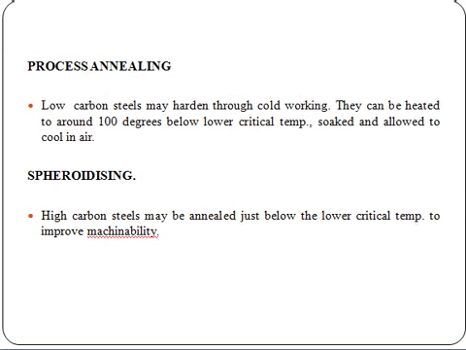Next one is process annealing. Low carbon steels may be hardened by cold working. They can be heated to around 100 degrees below the lower critical temperature, soaked and allowed to cool in air.